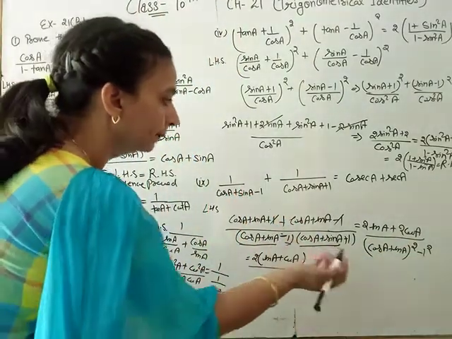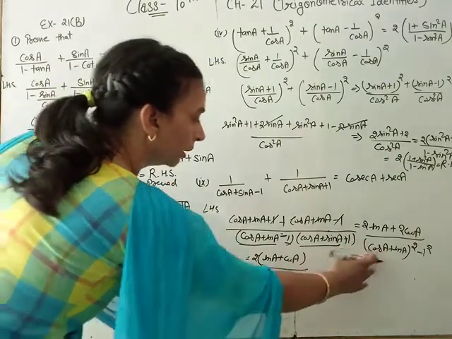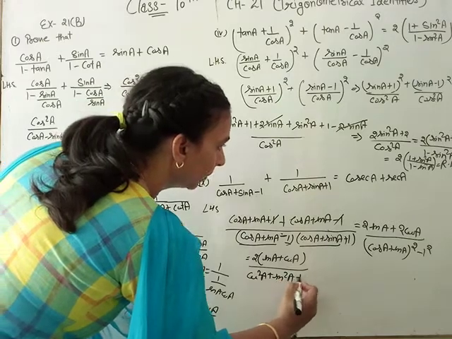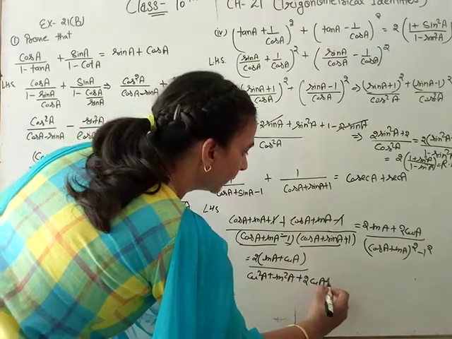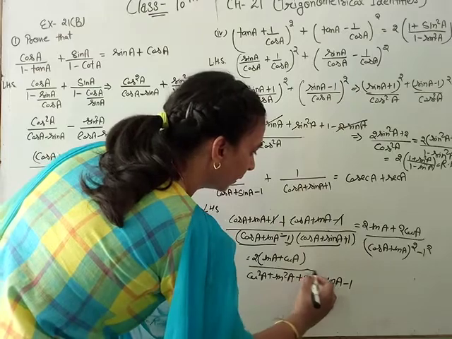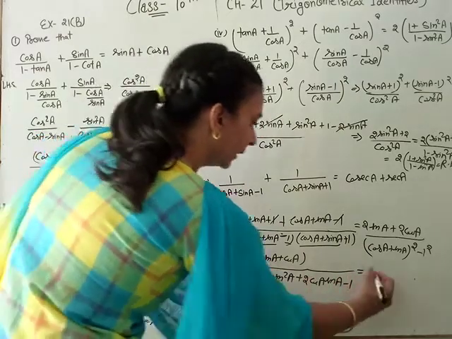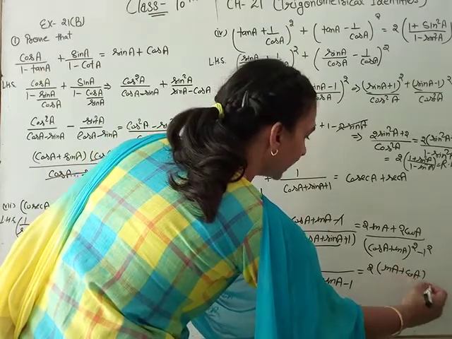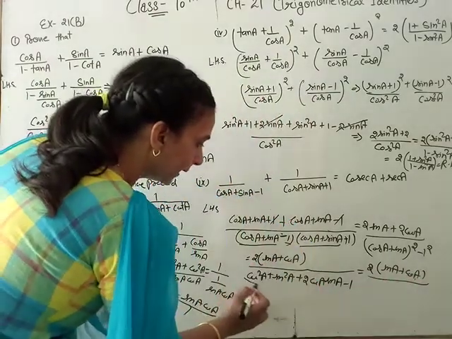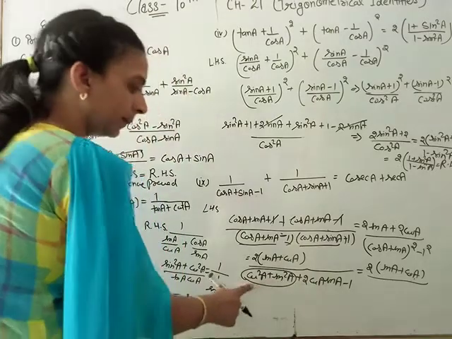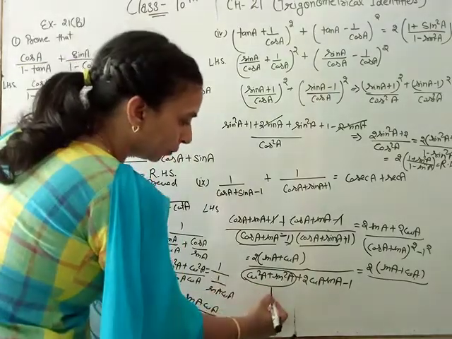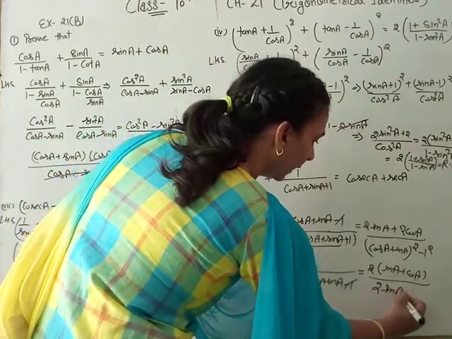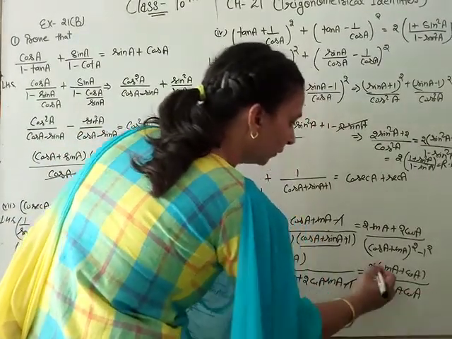And next, you solve this: cos square A plus sin square A plus 2 cos A sin A minus 1. This implies 2 as it is, sin A plus cos A as it is, and this equals sin square A plus cos square A, which is 1. 1 and 1 cancel, only this is left, 2 sin A and cos A left, the 2 cancels.